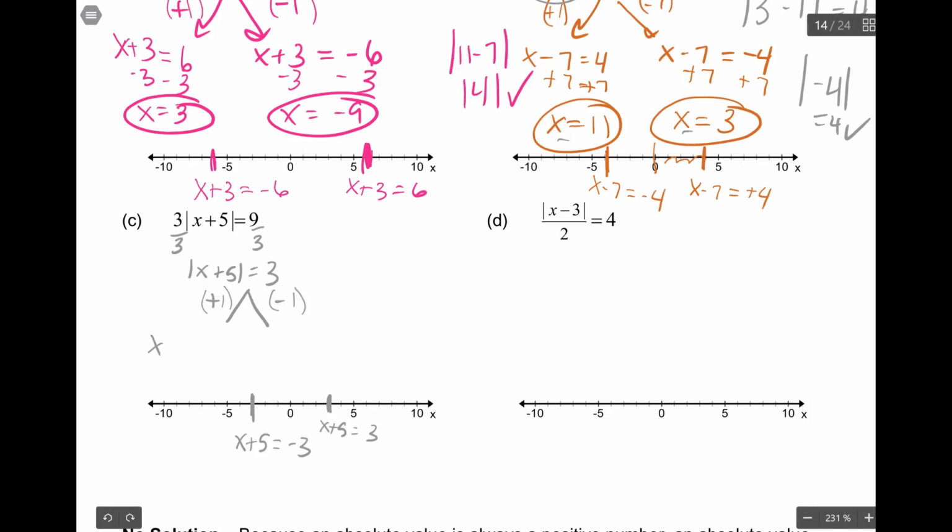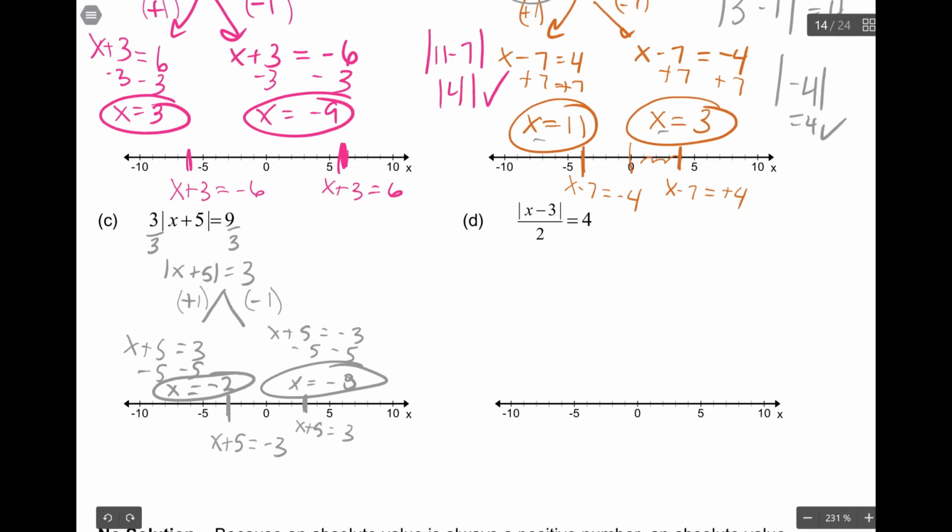So here, x plus 5 equals 3. Subtract 5 on both sides. X is going to equal a negative 2. And then I have x plus 5 equals a negative 3. So when I subtract 5 on both sides, I find x is equal to a negative 8. Aha, so here both of my solutions are negative. Not an issue at all.